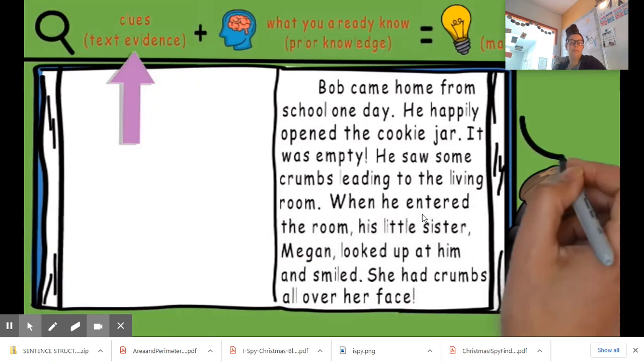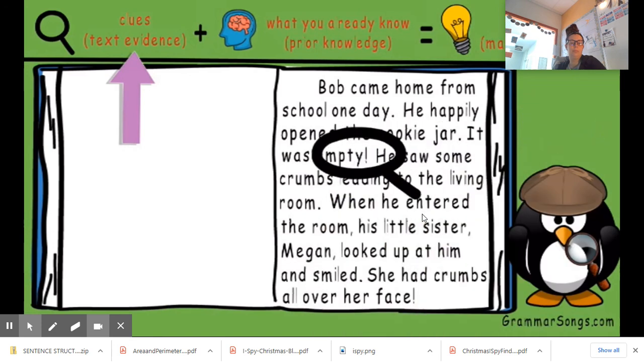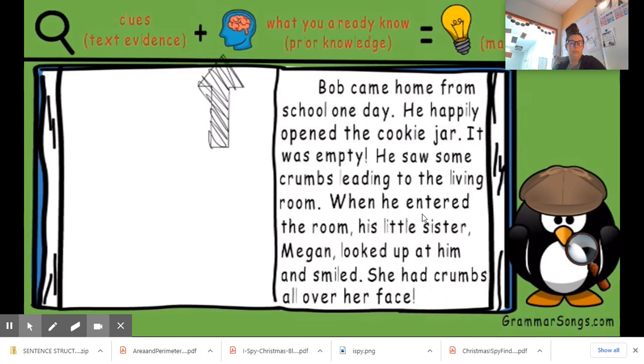Detective Waddle, what clues do you see? Well, the cookie jar was empty. There were crumbs leading to the living room. Megan looked at Bob and had crumbs on her face. Very good. Now we need to use what we already know, our prior knowledge.